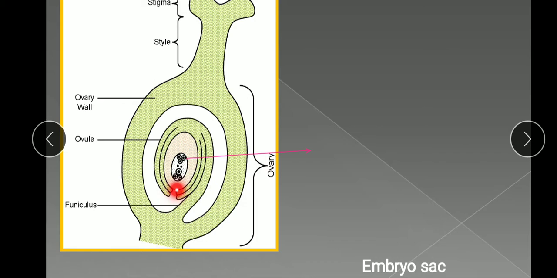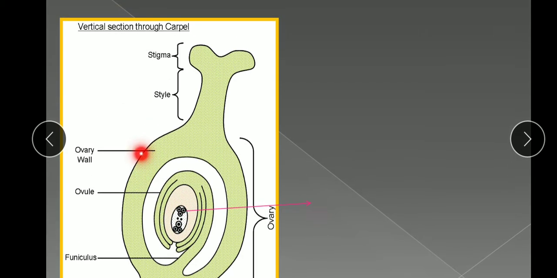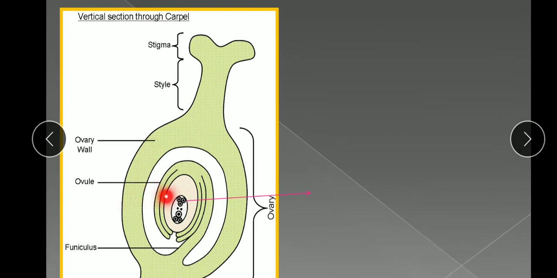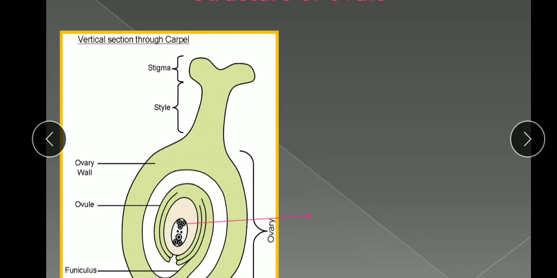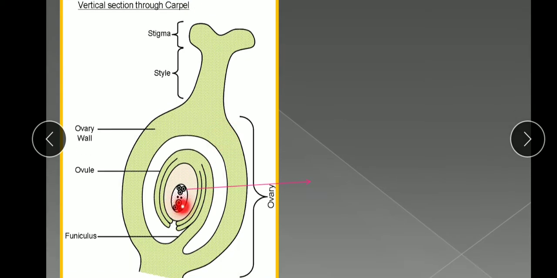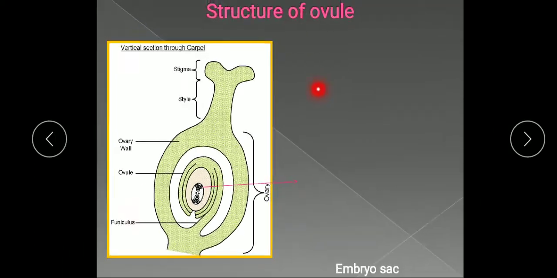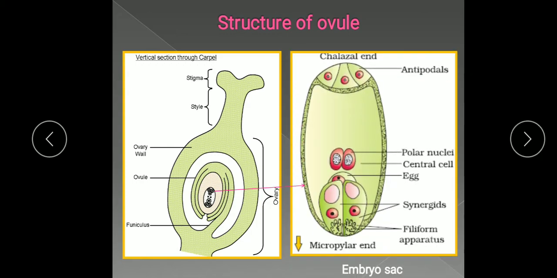Through this micropyle, the pollen tube enters into it, and each ovule further contains the embryo sac. This is the embryo sac. So understood, children? This is ovary, this is ovule. Ovule has the outer covering, that is the integument, and inside the ovule the embryo sac is present. So let me see the structure of the embryo sac. This is the embryo sac which is present in the ovule.